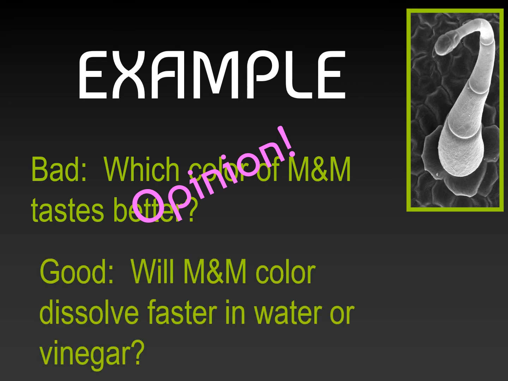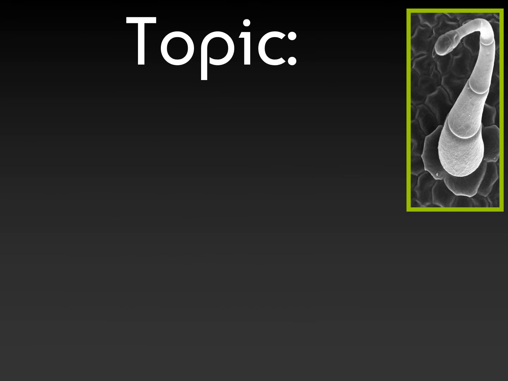So what would be a better one? A better one would be something you can collect data on and you can measure and observe, like: will M&M color dissolve faster in water or vinegar? You could set the test up, get a stopwatch, and collect data that no one could argue with.